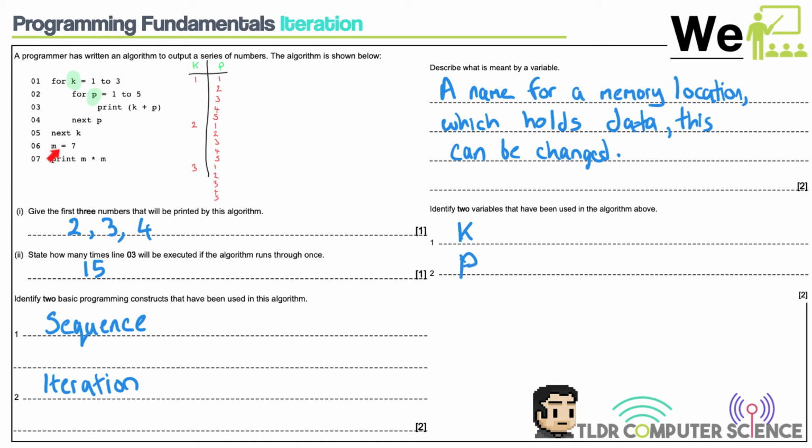Ultimately, though, M could be a variable, but because you're not changing it, it could be a constant, but then you'd normally have a bit of code behind it to indicate it is a constant.